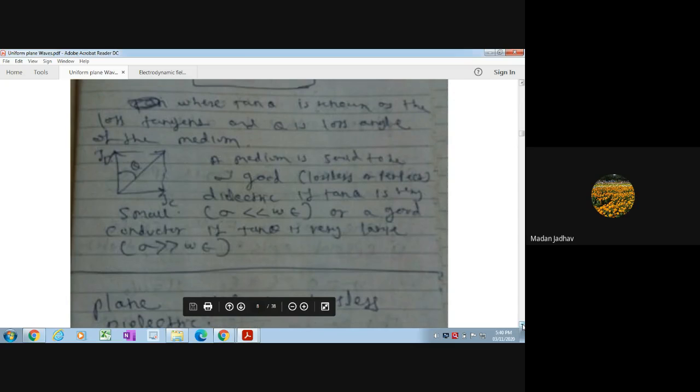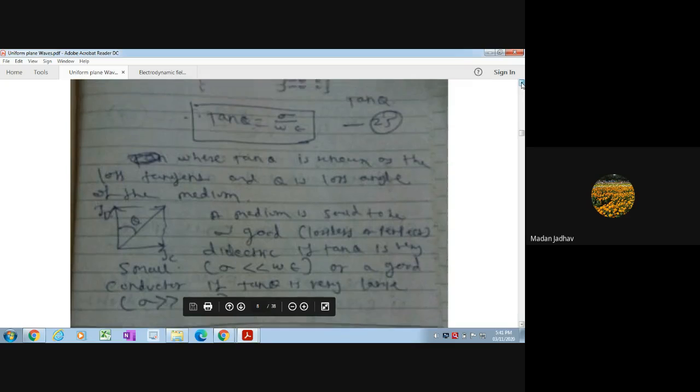And if sigma is far greater than omega into epsilon, then we can identify that the medium is a good conducting medium. Okay, now this is one of the equations which will be useful to solve problems.